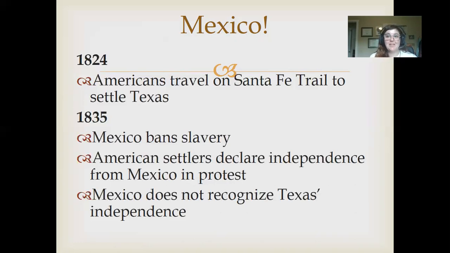And essentially they declare they're their own country. They're this new country of Texas, right? And that's why Texas often calls itself the Texas Republic, because for a brief time it was an independent country. However, Mexico never recognized Texas's independence. Basically, the settlers declared independence and Mexico said, la la la, we can't hear you, right? We're not going to recognize that you're independent. We're still going to consider you Mexicans.